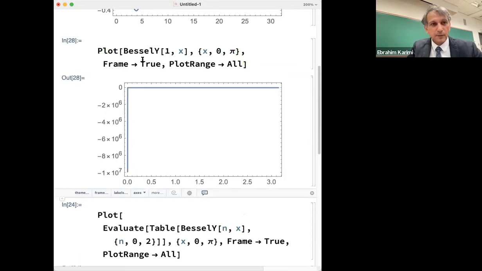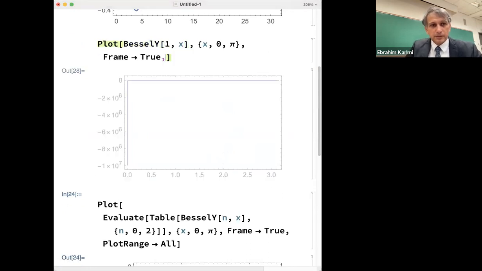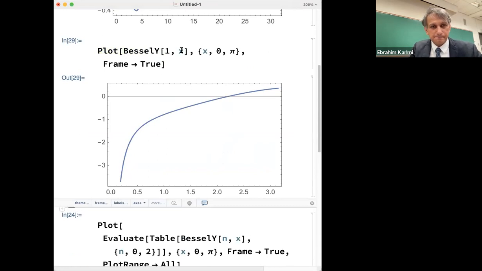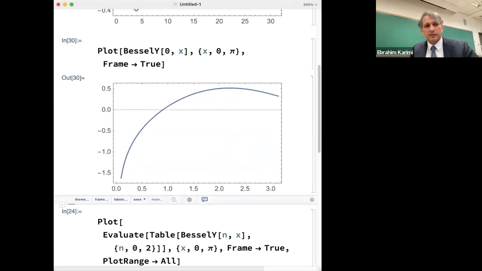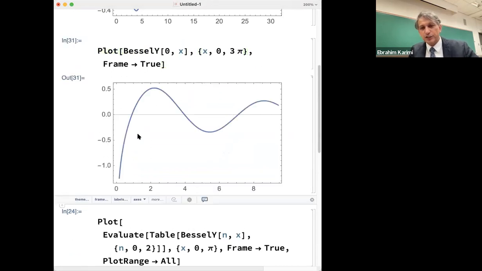Okay. Let's look at the information that maybe Mathematica will help us to understand. That is essentially what is happening with the Bessel function of y. Still, it has some oscillation, but when it comes to the origin, they will be diverging.